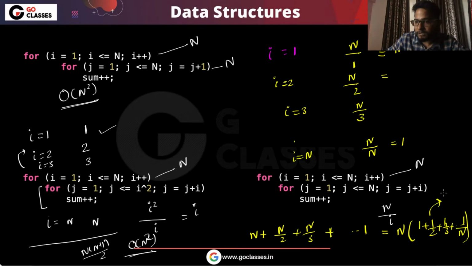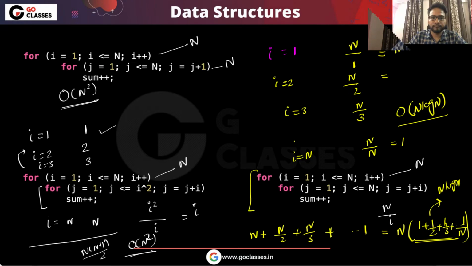So this series is actually log n, so you will say that the final answer is n log n. Why? Because this series is log n, so the final answer is order of n log n. That is how we compute how much time complexity this loop is taking, right?